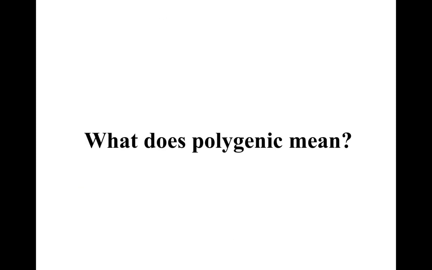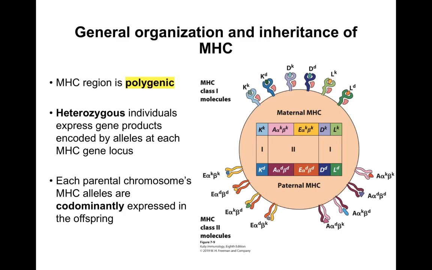What does polygenic mean? It means that there are many genes that do the same thing, but they have a fairly different structure. This is showing you in a mouse model, and the idea of polygenic is shown here because you have multiple different MHC class 1 molecules, and they do the same thing, even though they're structurally a little bit different.